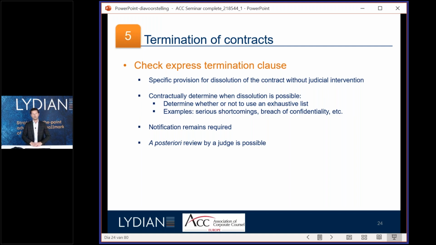And last but not least, the express termination clause. Of course, if you want to terminate your agreement, you have to check whether your agreement does not already contain a clause which allows you to terminate the agreement immediately, without going to court.